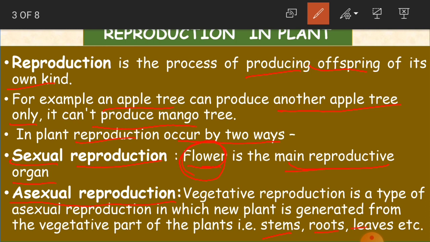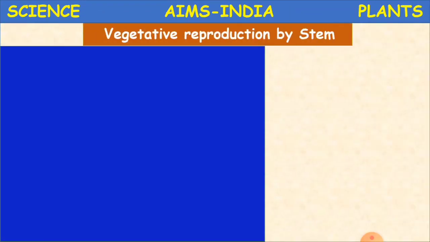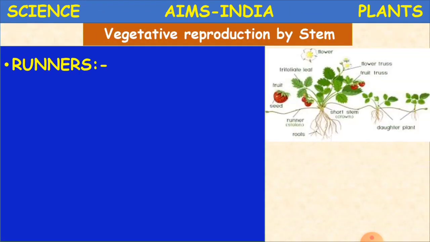See here? We don't need the flower. The plant is going to give birth to other plants through stems, roots and leaves. Okay children, and this is vegetative reproduction. Vegetative, in the sense that most of the vegetable plants go through this type of reproduction process. Okay children, clear? Now we'll see vegetative reproduction by stem, and how the stem participates in this reproduction process.